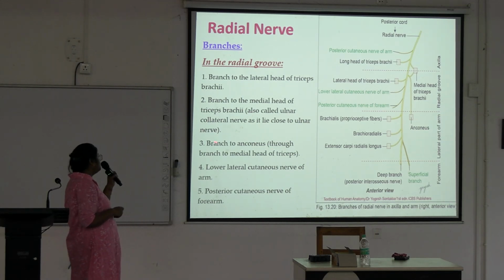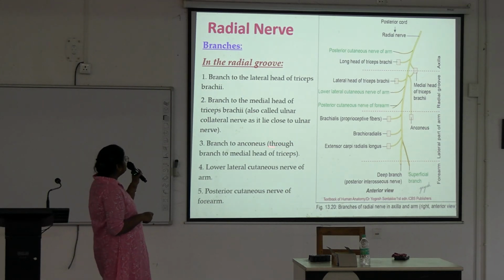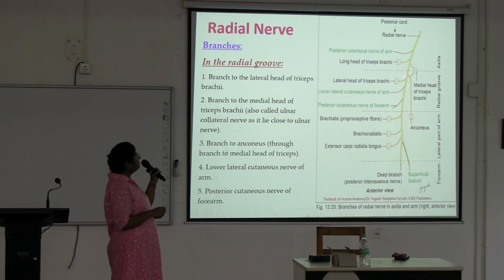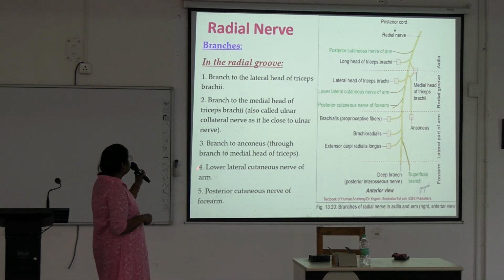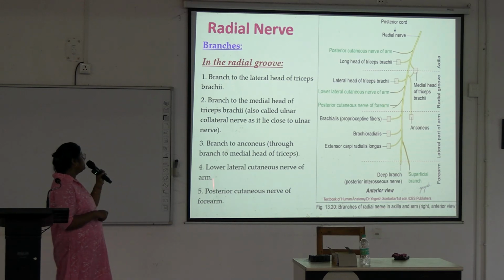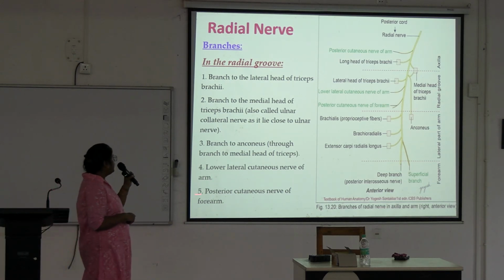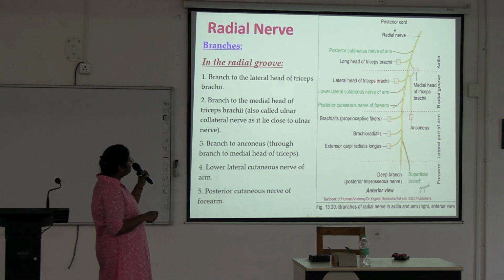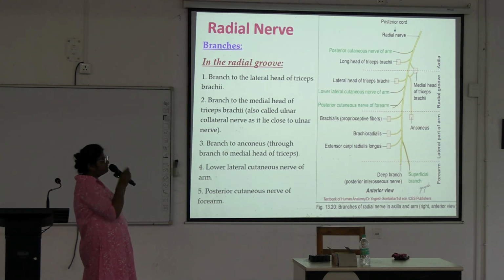Next is the branch to anconeus. It supplies the anconeus through the branch to the medial head of triceps. Next are the lower two cutaneous branches: the lower lateral cutaneous nerve of arm and the posterior cutaneous nerve of arm. These two are the cutaneous branches.